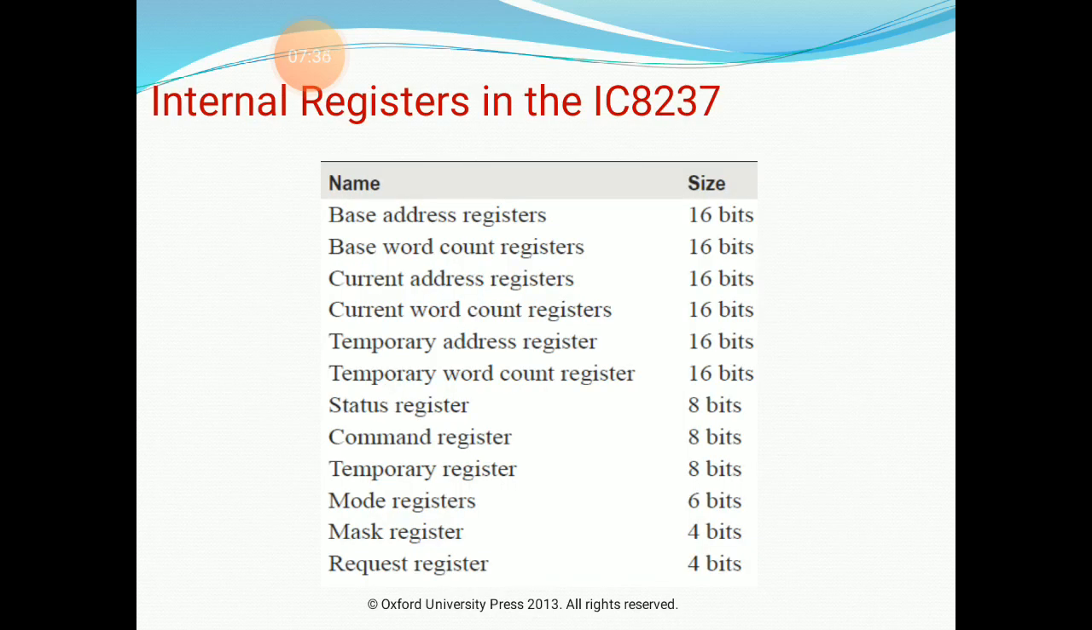These are the internal registers in IC 8237. The base address register is a 16-bit register which can store the address of the memory location. The base word count register contains the count, the total number of bytes to be transferred. The current address register points to the present address from which the data can be transferred. The current word count register specifies the present count of bytes to be transferred. The temporary address register and temporary word count register are all 16-bit registers.